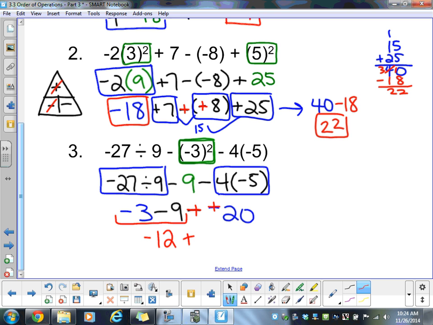And I'm adding on a positive 20. So if I have 12 bad guys and 20 good guys, 12 of those bad guys are going to take out 12 of my good guys, which means I'm going to have 8 good guys left, or an answer of positive 8. All right, so again, use your calculator, type it in correctly just as it's seen. If you're not sure, you can always ask me in class to make sure that you're typing things in correctly.